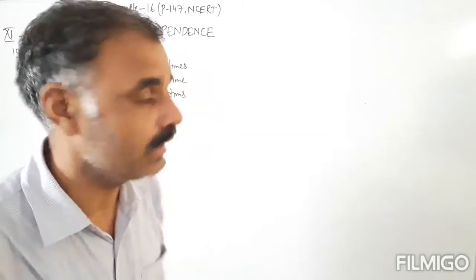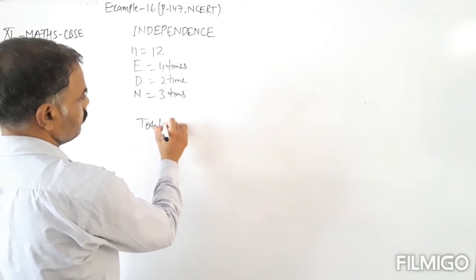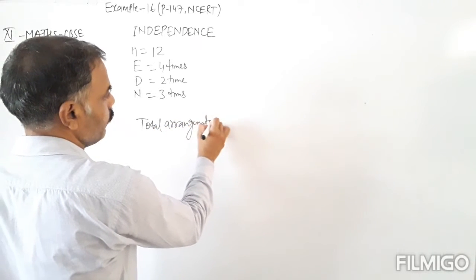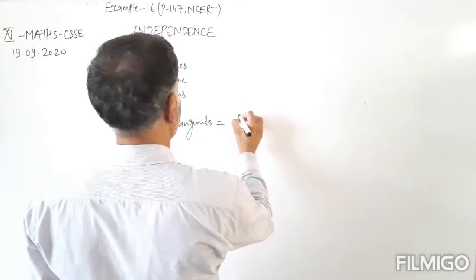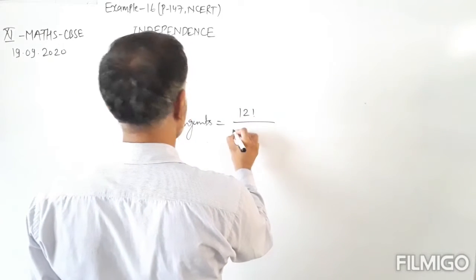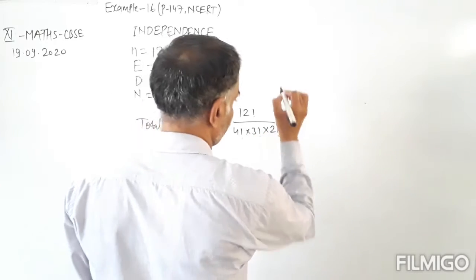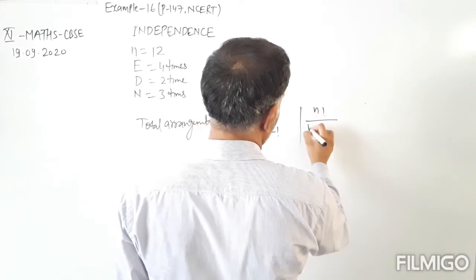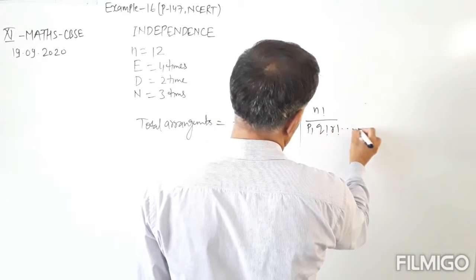Okay, so the total number of arrangements, or total number of permutations, is equal to factorial 12 upon factorial 4 multiply factorial 3 multiply factorial 2. Here we are using the formula factorial n upon factorial p, factorial q, factorial r and so on.